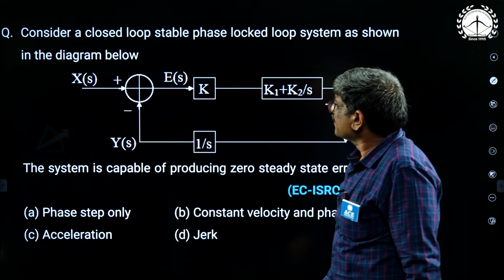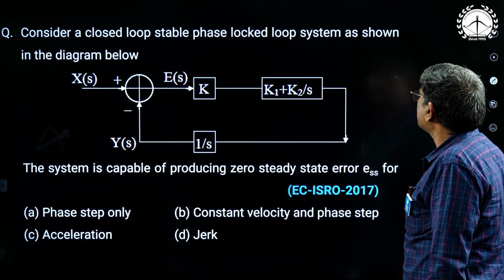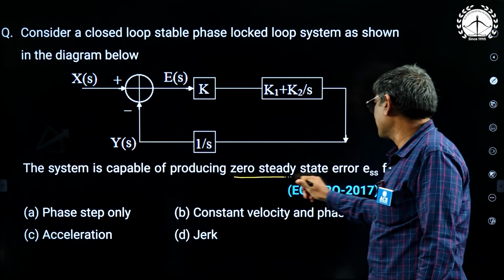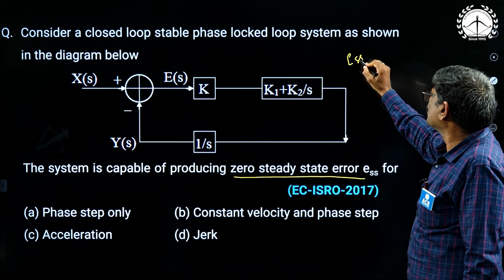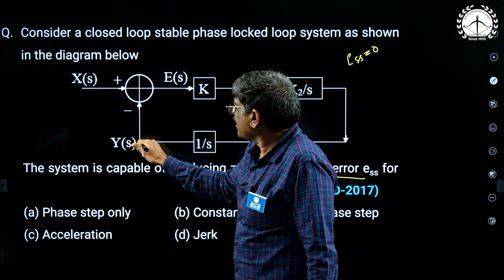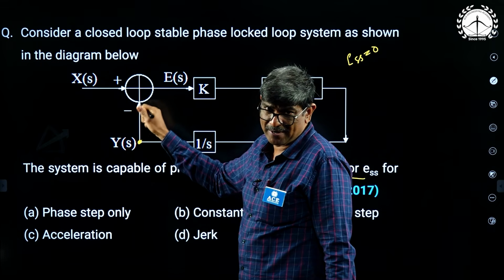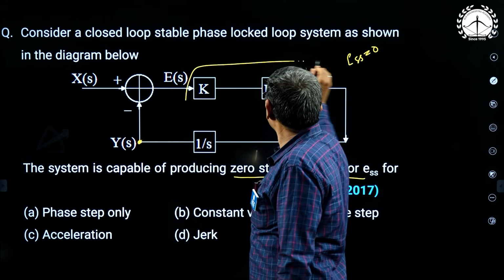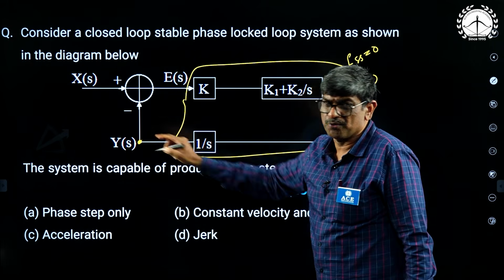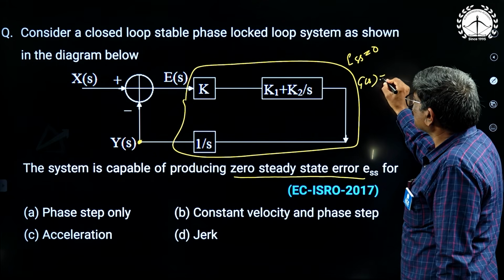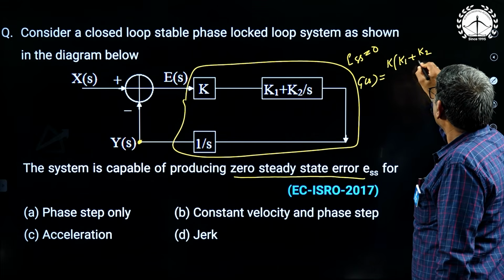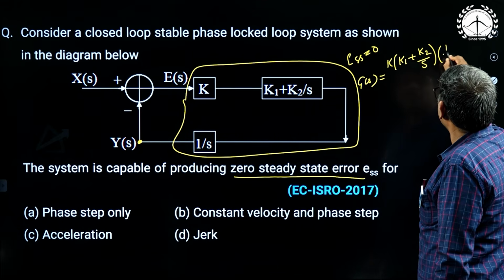Next, so here consider the closed loop stable phase lock loop system shown in figure. The system is capable of producing 0 steady state error. We want steady state error should be 0. See, this is the output. That means here this is input. That means what it is? Unity feedback. You need to consider this total as G of S, because here is the output. So product of all these things, what is G of S? K into K1 plus K2 divided by S into 1 by S.